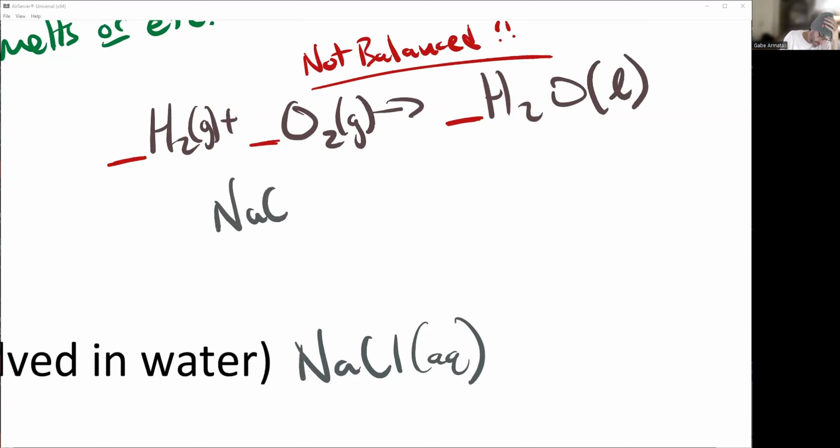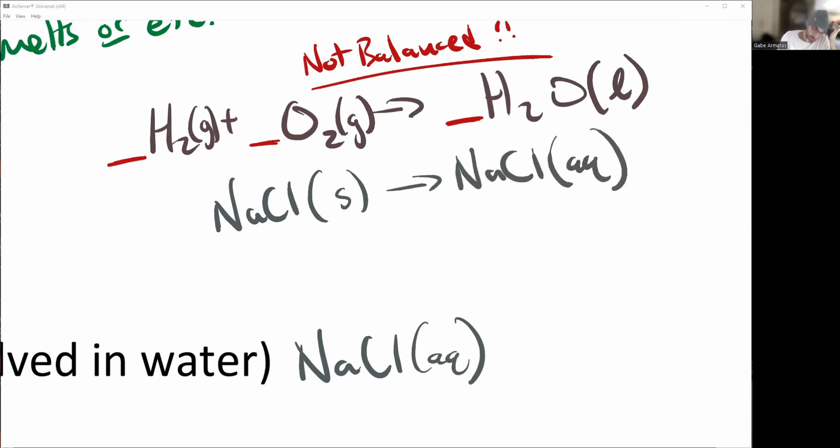The other thing I want to say is if I have NaCl as a solid and I dissolve it in water, NaCl aqueous, okay, so now this has gone through a physical change. It's still sodium chloride, but it's gone from solid to now dissolved in water, aqueous. Okay, so that also represents technically a chemical reaction.